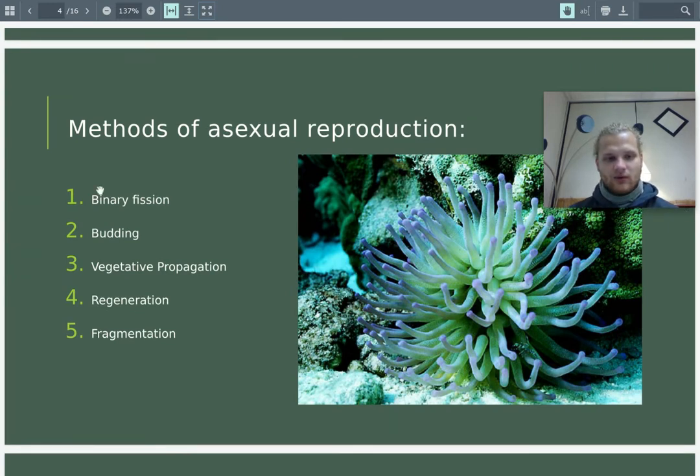Let's talk about a couple different methods of asexual reproduction. These are the ones we're going to talk about: binary fission, budding, vegetative propagation, regeneration, fragmentation. A lot of them are very similar, but again, the moral of the story is these are cells that make a copy of themselves. That's it. There's only one parent to start, not two like we're used to.